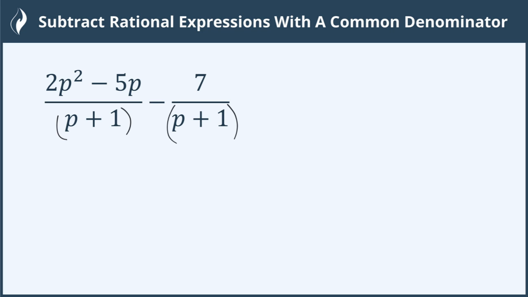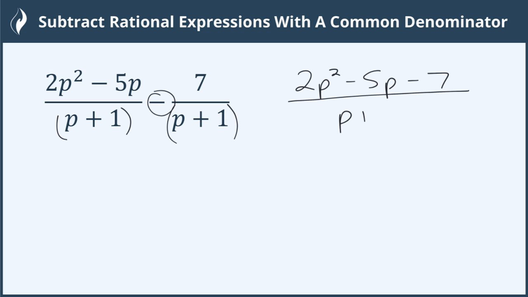So we're going to take this first one. So we've got 2p squared minus 5p. And then we're going to subtract, so right here, the 7. And all of this is going to be over our common denominator, which is p plus 1. And now we want to try to factor the numerator to see if we can simplify this rational expression further.